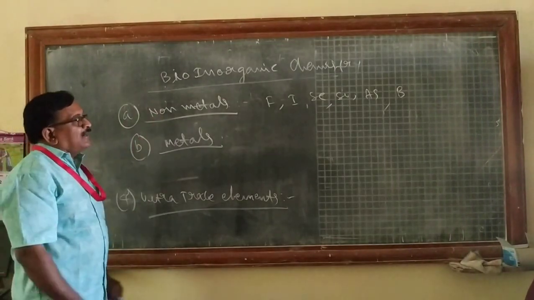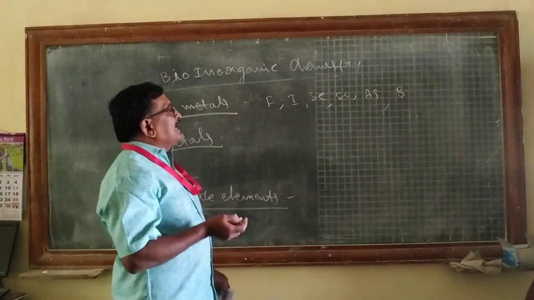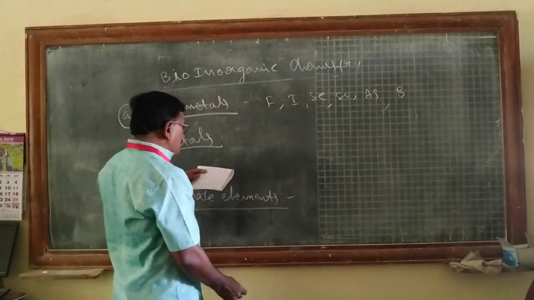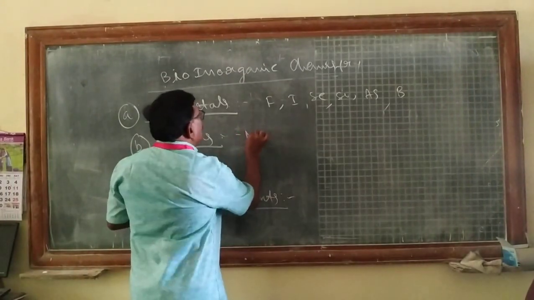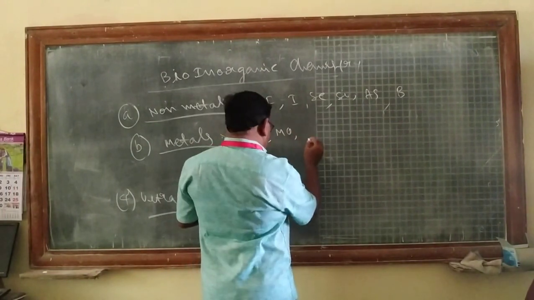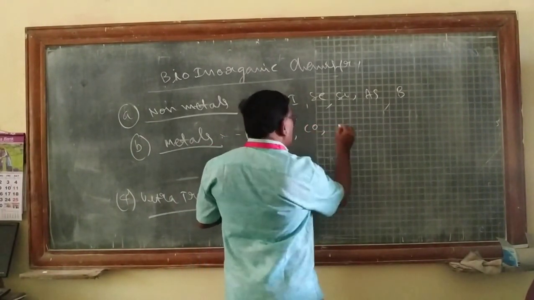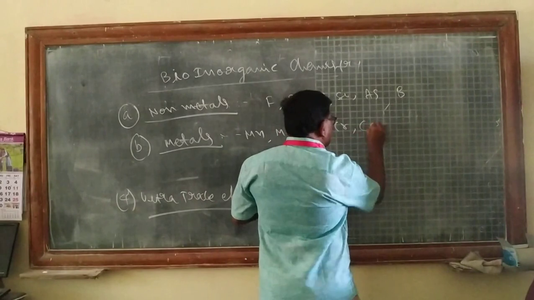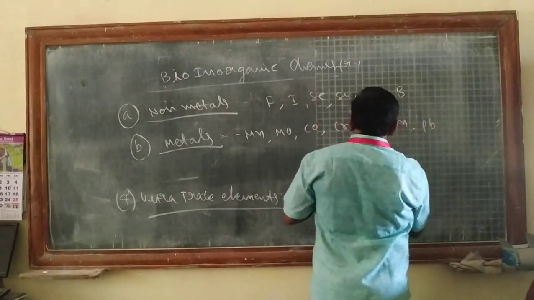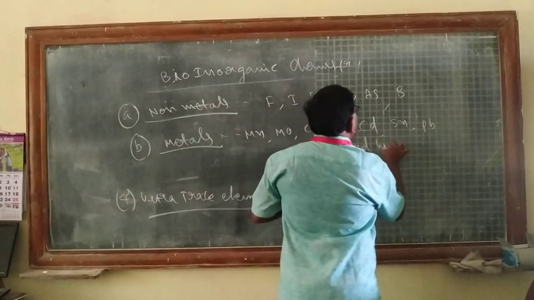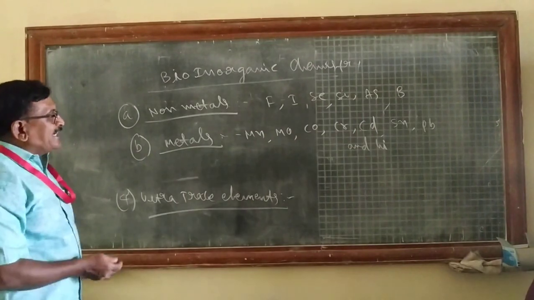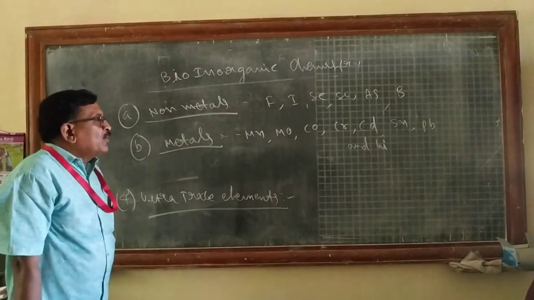The non-metals are iron, fluoride, iodide, selenium, silicon, arsenic and boron, which are the trace elements. Sorry, the metals: manganese is the first trace element. The next is molybdenum, the next is cobalt, chromium, cadmium, tin, lead, and the last one will be lithium. So all these metals will be called trace metals present in the human body system.